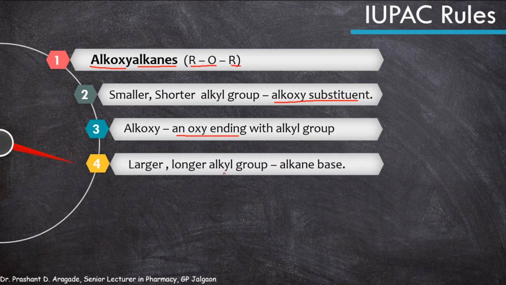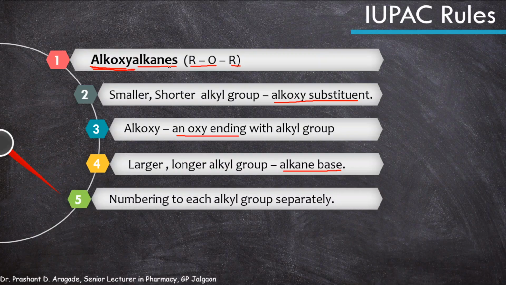The larger or longer alkyl group is regarded as the alkane base. Dear learners, if you know the IUPAC rules for naming alkanes, it will be very easy to name ethers because all the rules applied to alkanes are applied to ethers. The only difference is that the alkoxy is regarded as a substituent on the alkane.